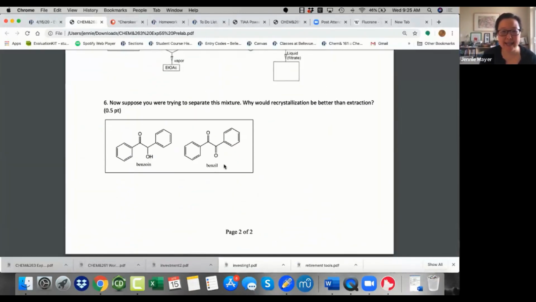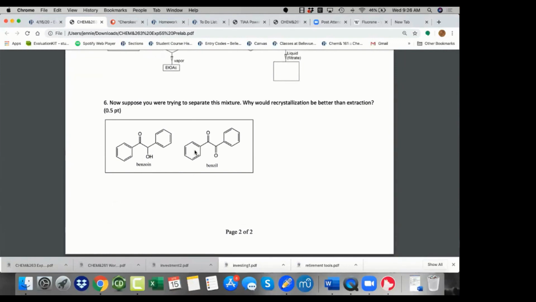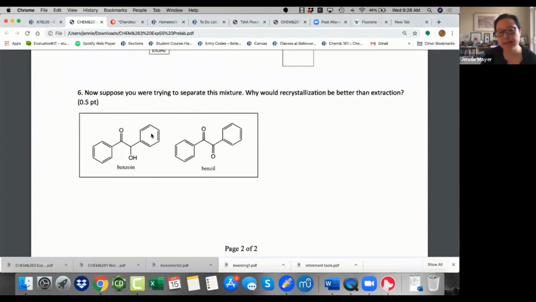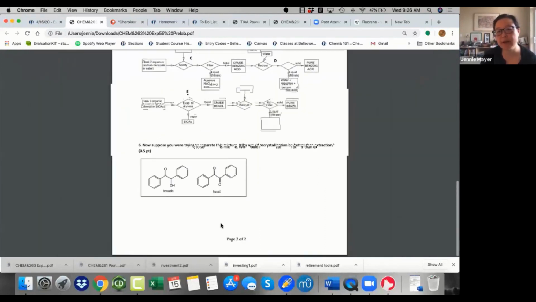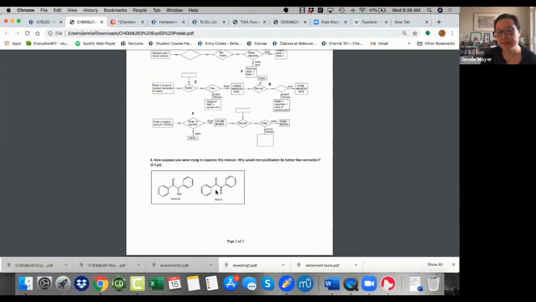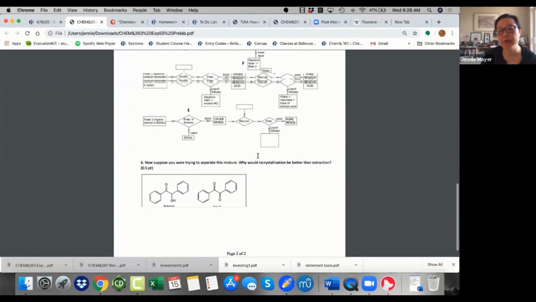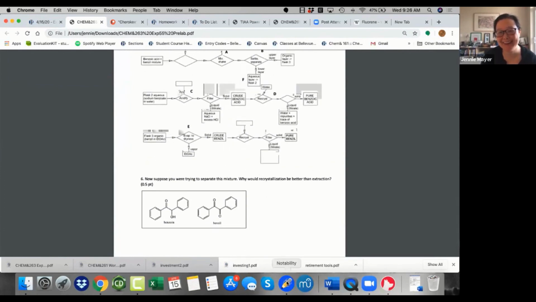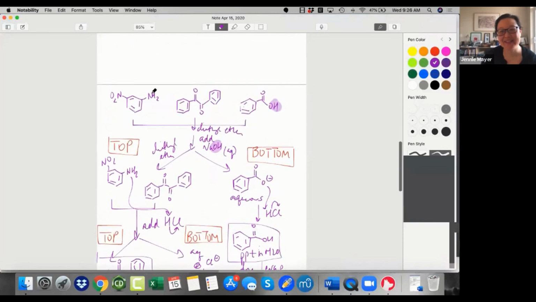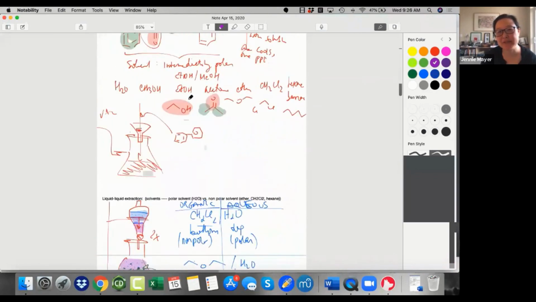All right, and then this is sort of another question. Recrystallization is better than extraction, probably, for the kinds of things we were talking about. These are pretty nonpolar. These parts are polar, so they're both intermediately polar. It would be hard to separate by extraction because neither one is an acid or base. So just to sum up, you want to use extraction if you have an amine or carboxylic acid. If you have a neutral organic that's intermediately polar, it's probably best to use recrystallization.